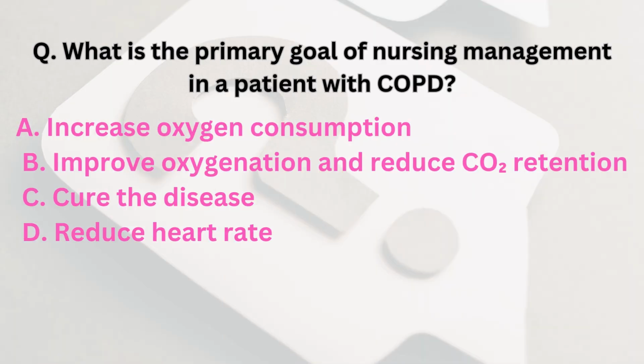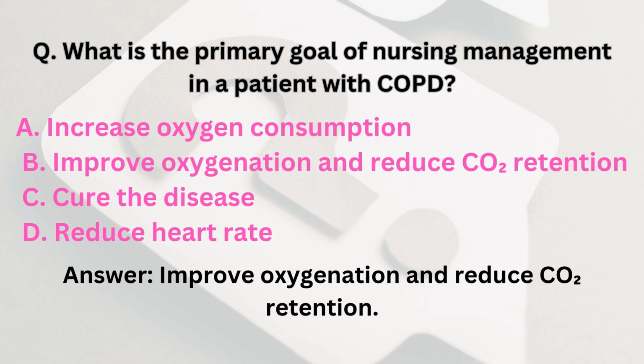Next question. What is the primary goal of nursing management in a patient with COPD? Options are increase oxygen consumption, improve oxygenation and reduce carbon dioxide retention, cure the disease, reduce the heart rate. The correct answer is B, that is improve oxygenation and reduce carbon dioxide retention. Here is why. What is COPD? COPD refers to chronic obstructive pulmonary disease.